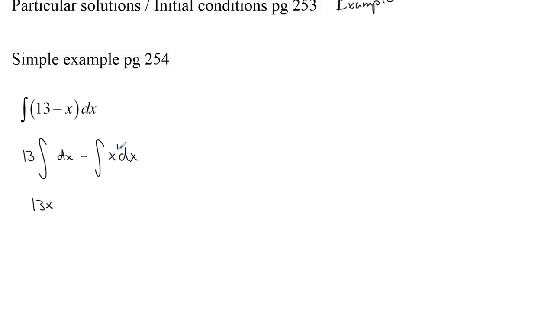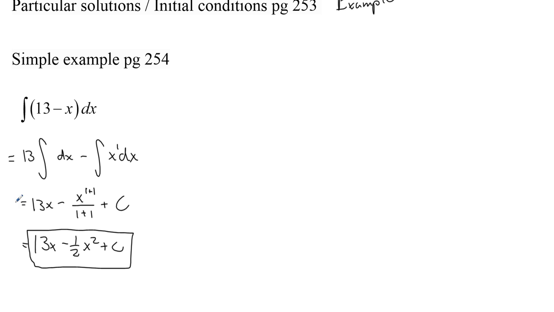And then this is to the first power, so the simple power rule will say that I'm going to have a half. Actually, let's do it just like the rule. It'll be x to the 1 plus 1 all over 1 plus 1, and do it in 2 steps. Again, I must add some constant c. So my final answer: 13x minus, well, 1 plus 1 is 2, that gives me my half, x to the second, plus some constant c. And that is my final answer to that particular integral.